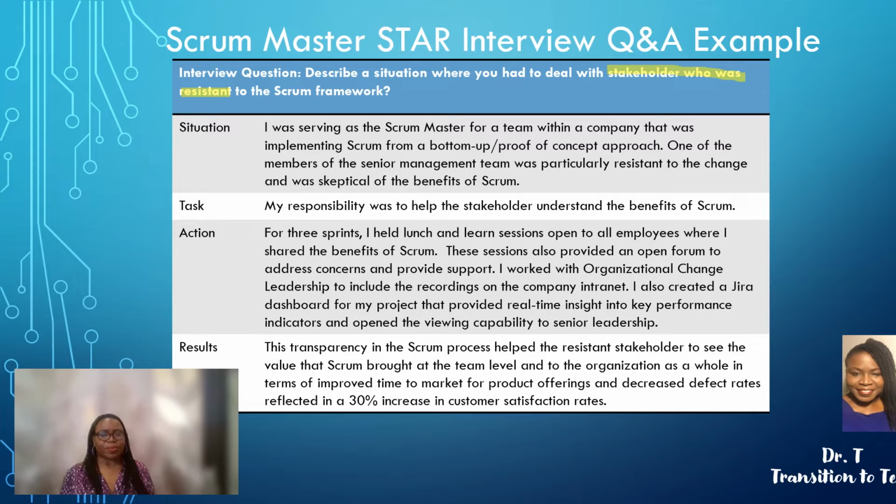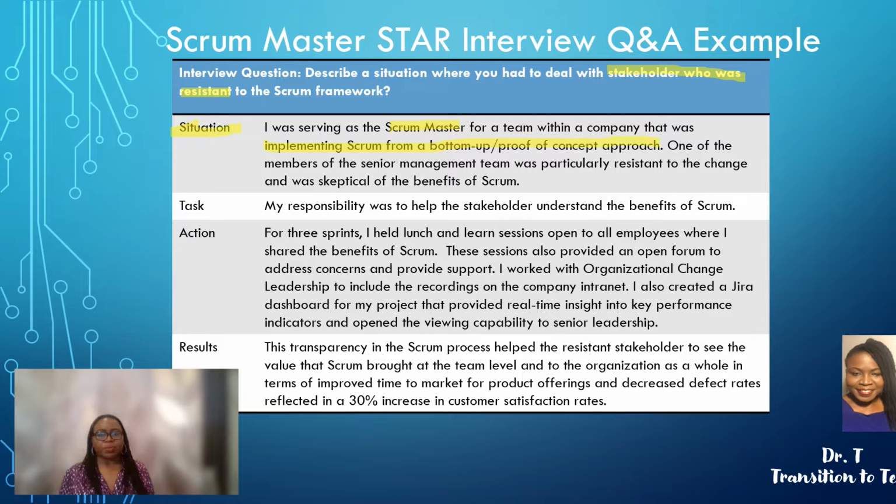So let's start with the situation, which is the entry point for the STAR method. So remember, you had a stakeholder who was resistant. So the situation and the picture that you're going to paint is that you were Scrum Master for a team that was implementing Scrum from a bottom-up proof of concept approach. And what do you mean by that?